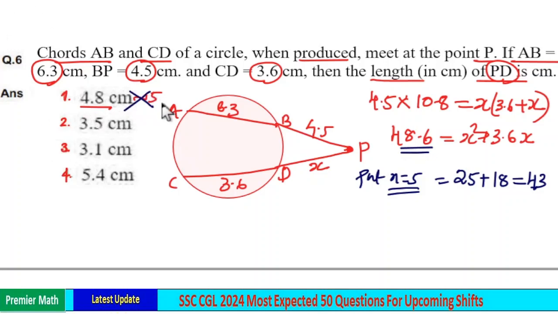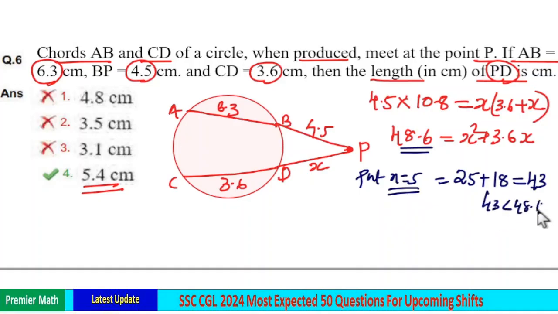Same way, if 4.8 is not the answer, then option 2 and option 3 are eliminated. Now the remaining option is option 4. So option 4 is your answer. So always try to use the option verification whenever you have complex calculation. Here 43 is less than 48.6.